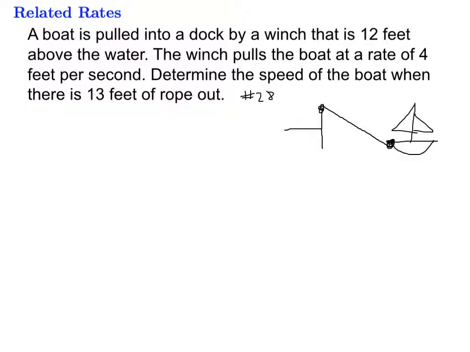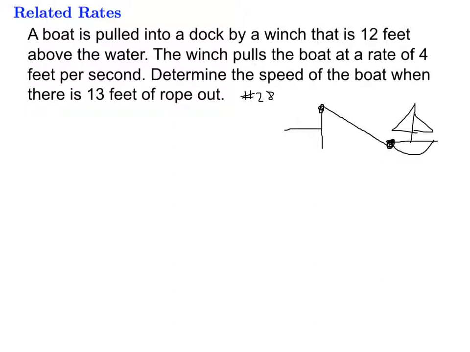So in this video we're going to work through another related rates problem. In this case you might recognize that this is the start of problem 28 from the book. We have a boat that is pulled into a dock by a winch that is 12 feet above the water. The winch pulls the boat at a rate of 4 feet per second, and we want to determine the speed of the boat when there is 13 feet of rope out.